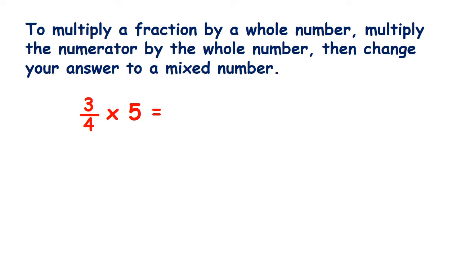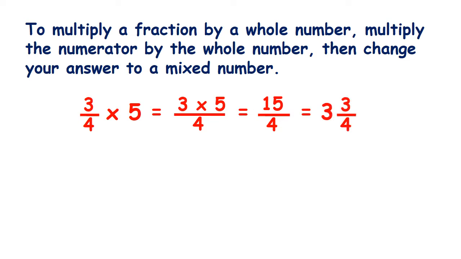To multiply a fraction by a whole number, multiply the numerator by the whole number and then copy the denominator as it is, because you are supposed to make the 5 over 1 four times when it stays 4. The answer is going to be 15 over 4, and then change the 15 over 4 to a mixed number in its simplest form. It will be 3 and 3/4.